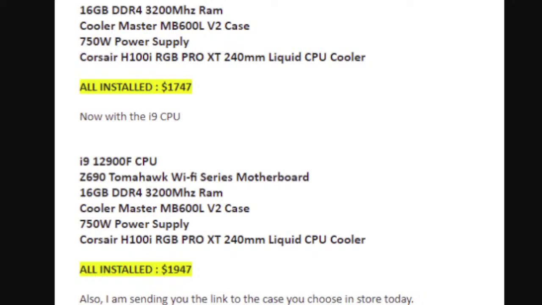Fully installed $1,947. Blimey, that's a lot. 1,740. Yeah, wait a minute. Let's have a look at that again, Terry. What is it? That's Aussie dollars, I take it, right? Yeah, it must be. So where did you get this from, Terry? This is just from a computer shop.